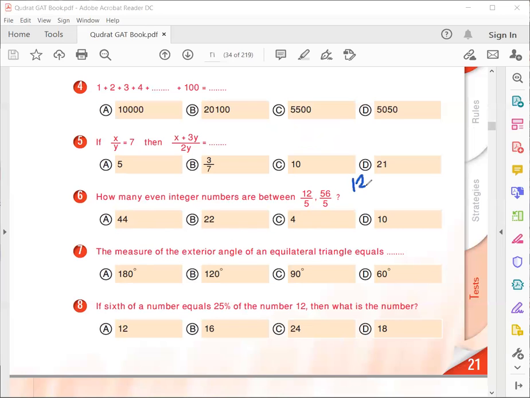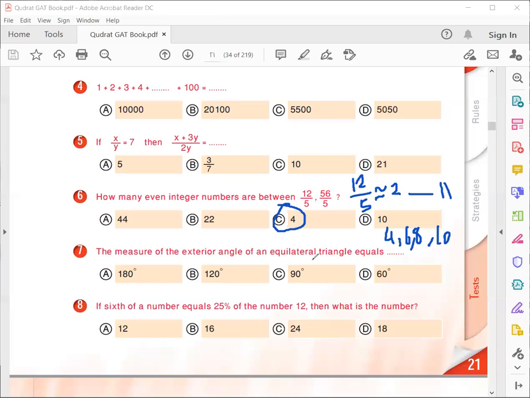So what is the answer? Approximately, 12 over 5 is approximately 2. 56 over 5 approximately is 11, right? So, yeah, what is the even number between 2 and 11? It is what? It is 4, right? And 6, 8, and 10. So how many numbers? It is 4, right? Right, it is number C.